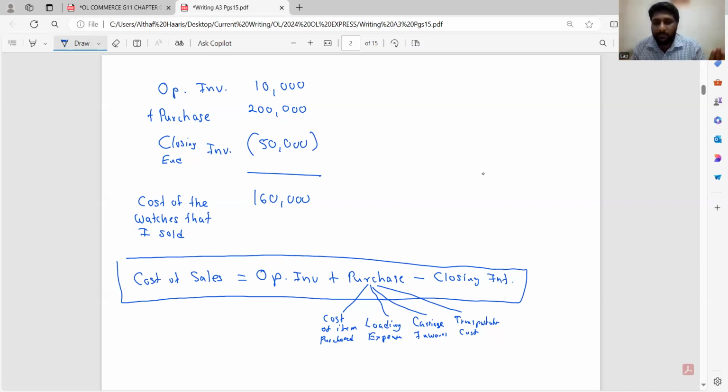One more time. Close your eyes. How to calculate the cost of sales? Opening inventory plus purchases minus closing inventory. Purchases: cost of the goods, loading charges, carriage inwards, transportation. Alright, as they got it. Open your eyes.